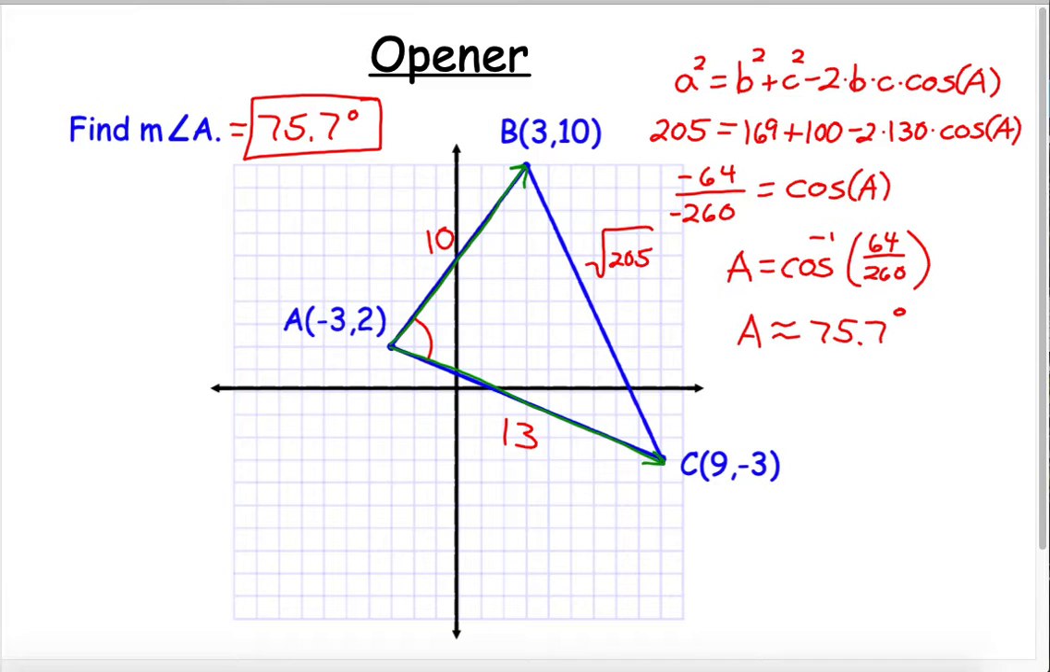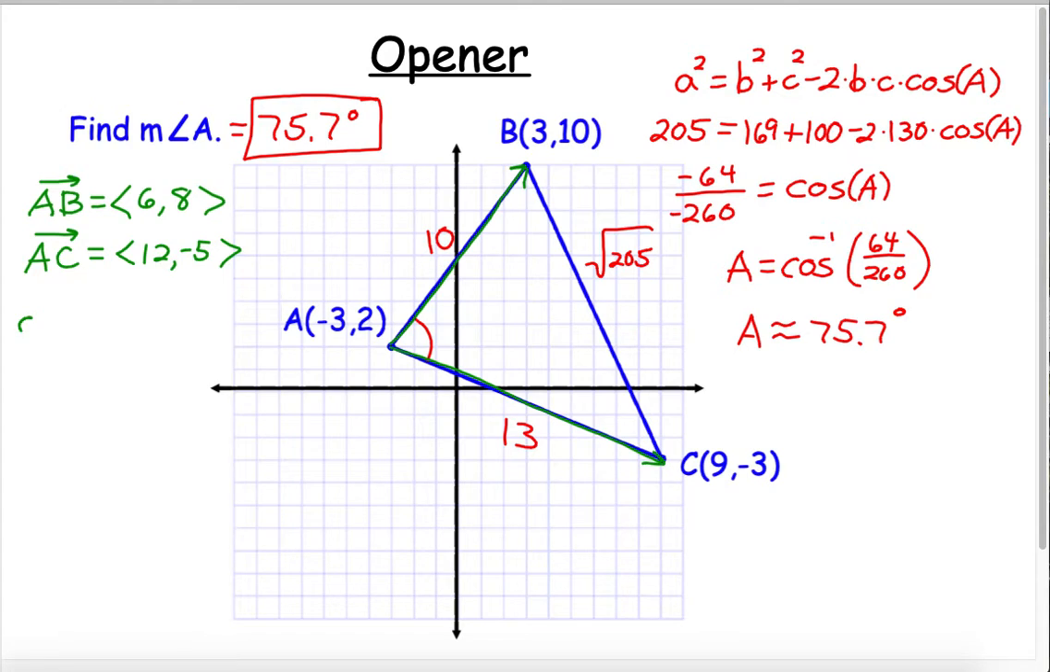So let's do that. Let's find vector AB. Remember, that's terminal minus initial. So 3 minus a negative 3 is 6. 10 minus 2 is 8. And then vector AC, which is 9 minus a negative 3. So that's 12. And negative 3 minus 2 is negative 5.